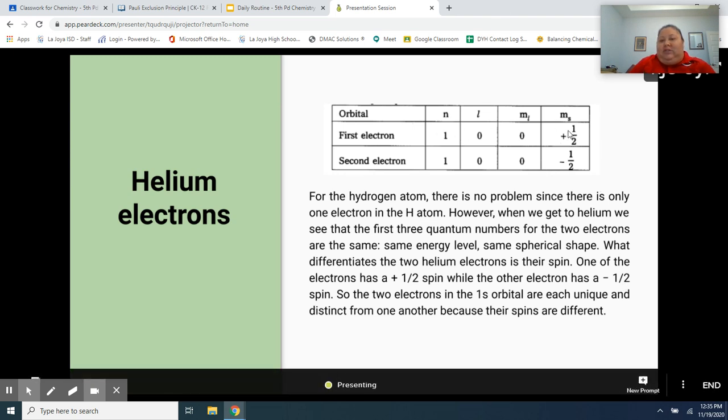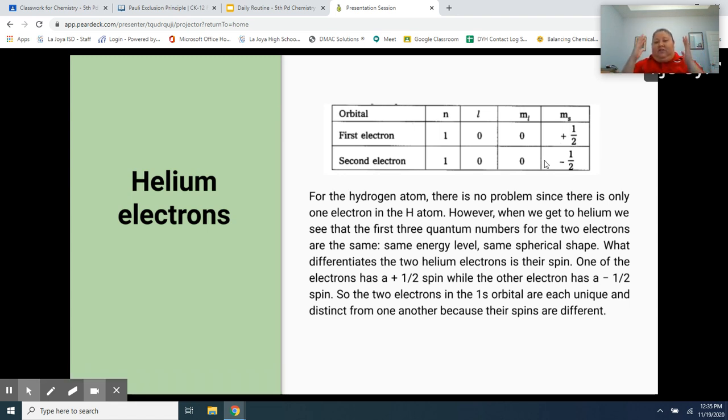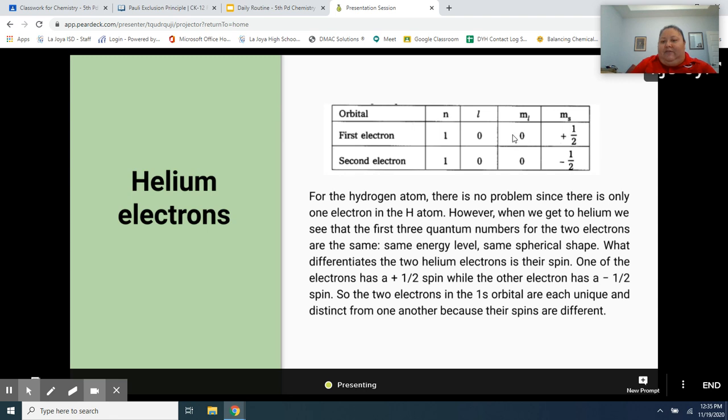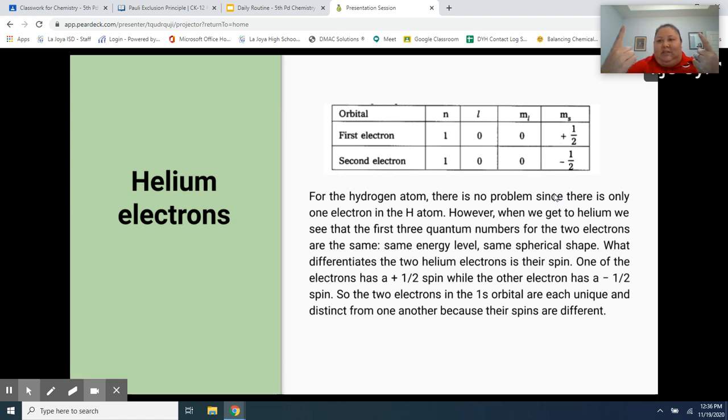Therefore, the address, which is here, 1, 0, 0, positive 1/2, and 1, 0, 0, negative 1/2, that's your set of quantum numbers for the first electron and for the second. And you can see here in black and white in this example, 3 of them can always be the same. It's the fourth one that will always be different. You'll always have one electron with a positive spin, another electron with a negative spin.